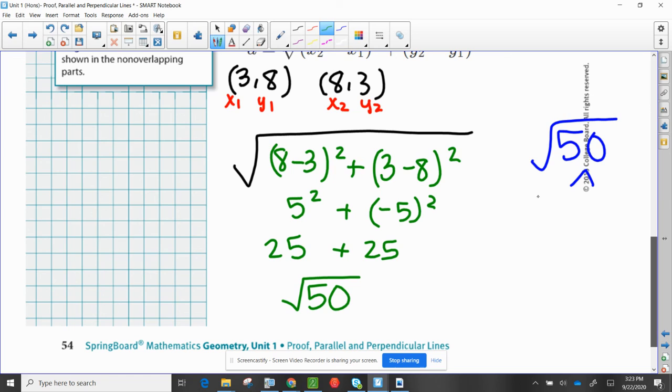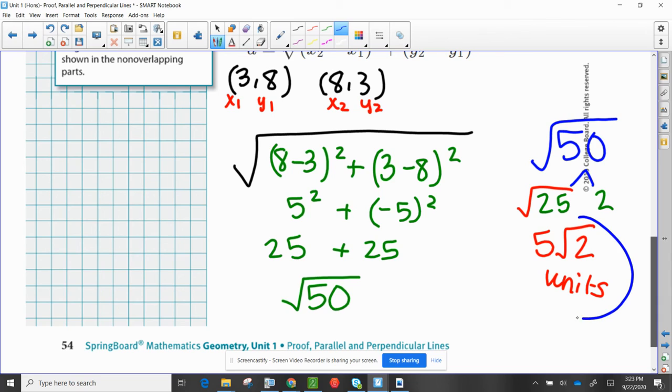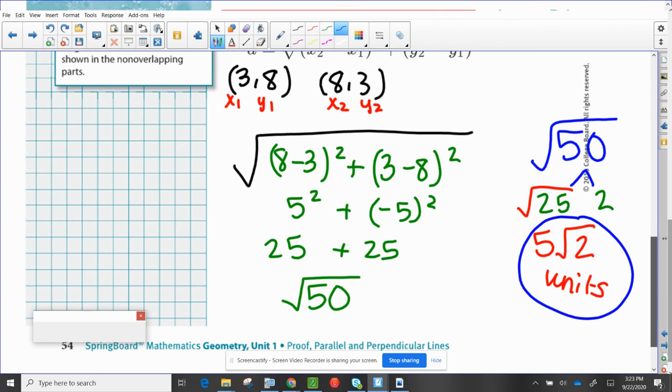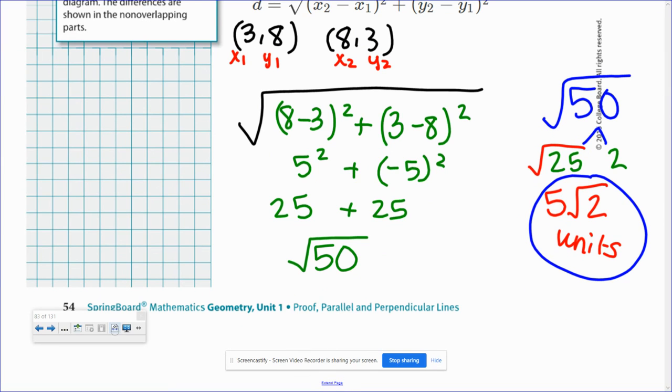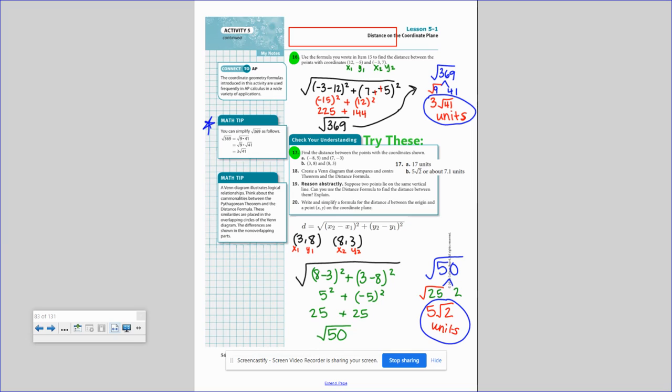Well, I know that 25 and 2 are factors of 50, right? So if I square root 25, since it's a perfect square, I will get 5. What's left over is 2. So there is our 2, or 5 root 2 units for our answer. Okay, so that is the distance formula. So again, it's just a formula. You just have to plug and chug. You just have to know how to use the formula.